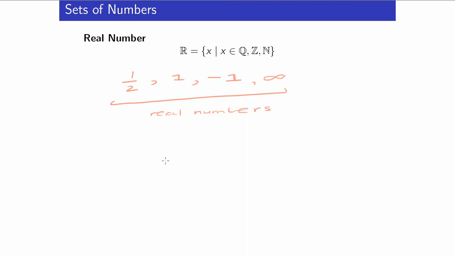So whereas integers were a subset of rationals, and naturals were a subset of integers, all of those are actually a subset of real numbers. So real numbers can be anything. Decimals can be anything, right? So let's move on to the next one.